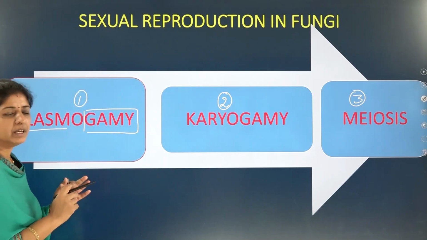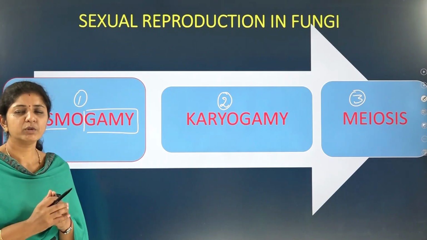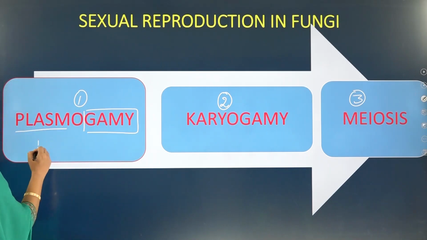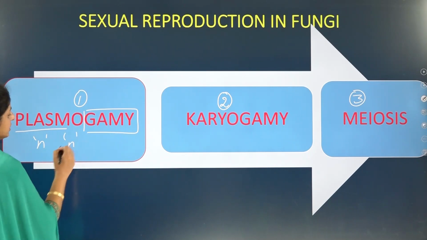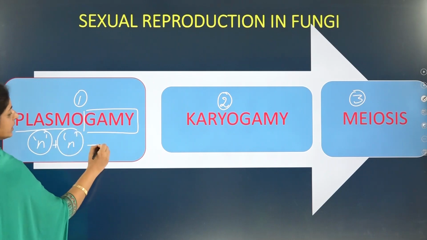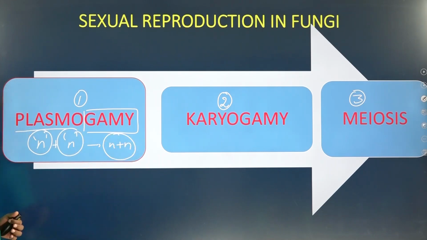At the first step, the nuclei of those two compatible structures will not fuse, only the rest of the structure will fuse, right? So can I say the haploid cell or structure and the haploid cell or structure will fuse to create a single cell which has two nuclei inside, right?